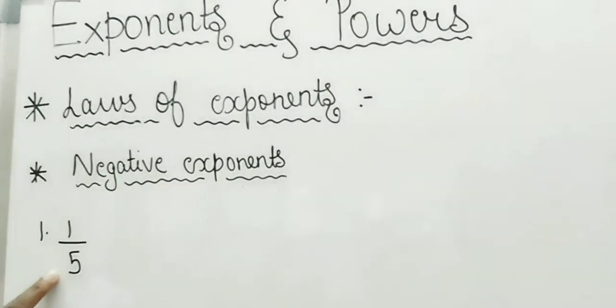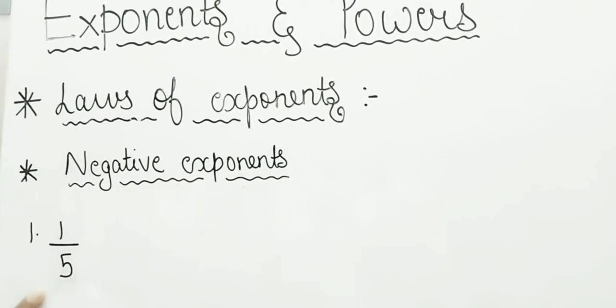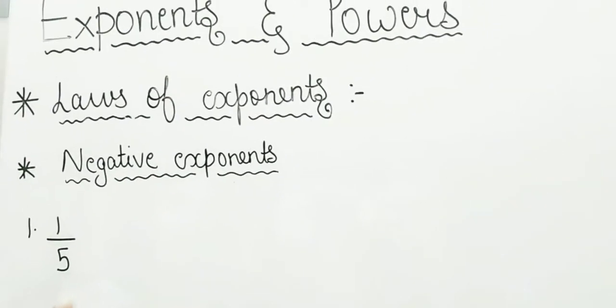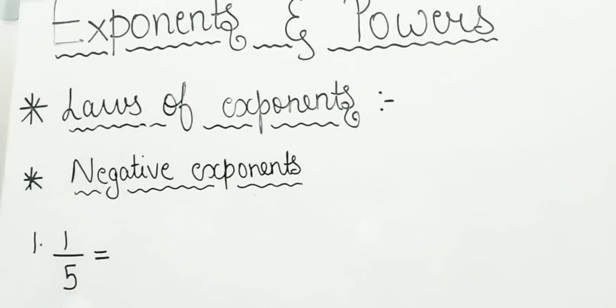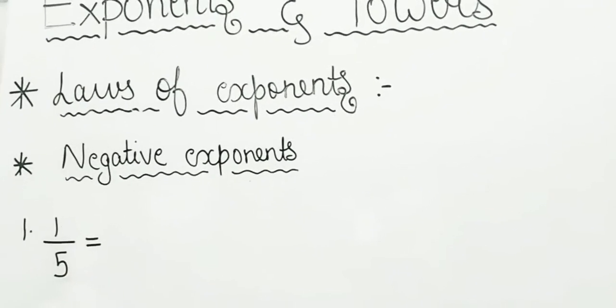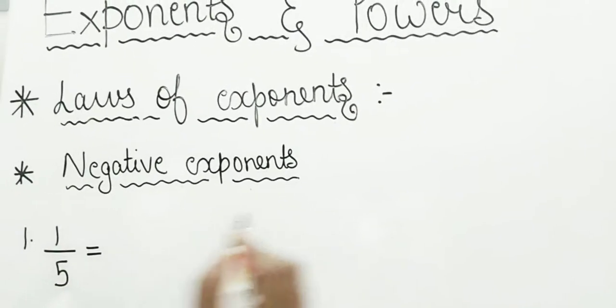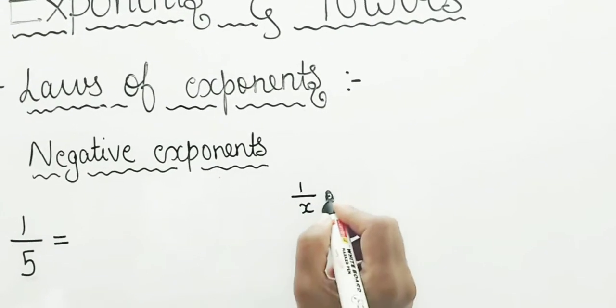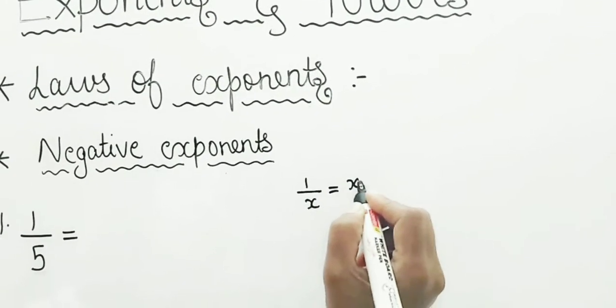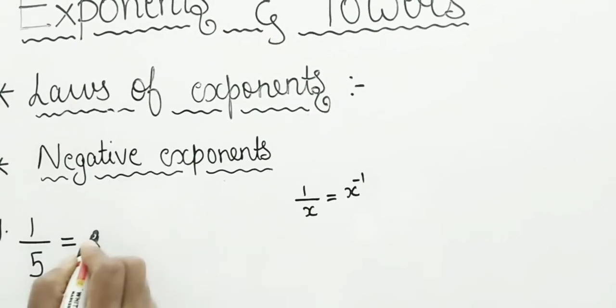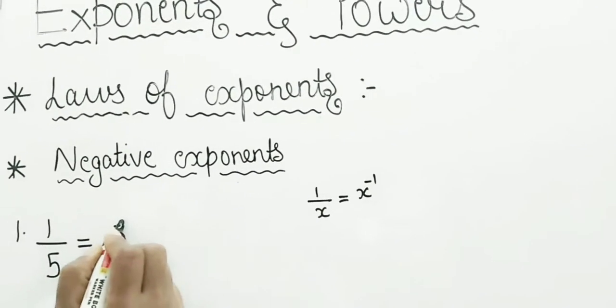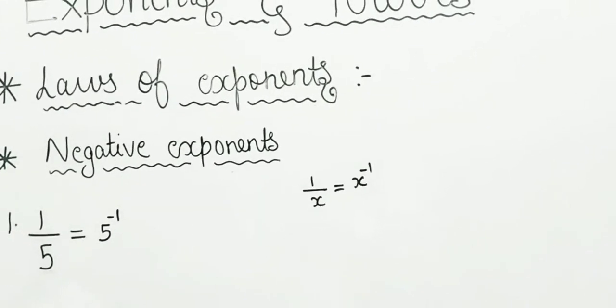1 by 5. We know that 1 by 5 is the reciprocal of 5. So to express 1 by 5 in terms of powers or in exponential form, how will we write it? We know that 1 by x is always written in the exponential form as x to the power minus 1. So 1 by 5 can be written as 5 to the power minus 1.